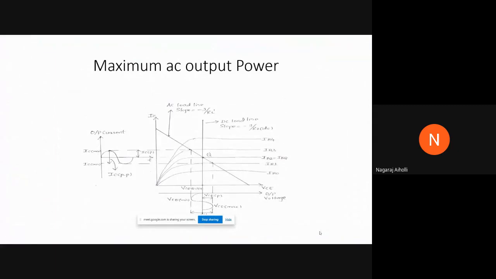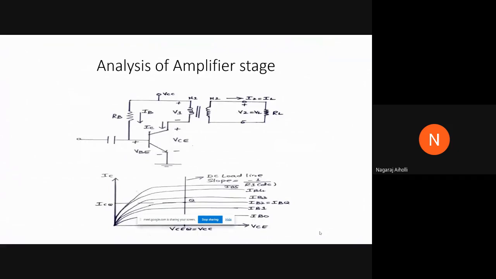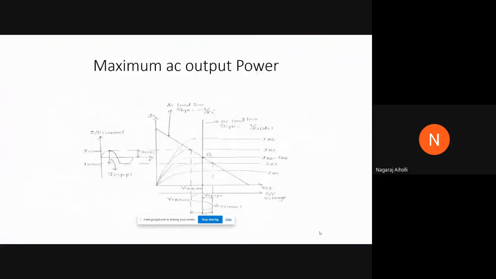Good morning, students. In the last class, we discussed the analysis of amplifier stages, considering the DC analysis of the transformer coupled class A power amplifier. Let us continue with the analysis of maximum AC output power. This is the graph of the collector current versus the collector to emitter voltage, IC versus VCE.